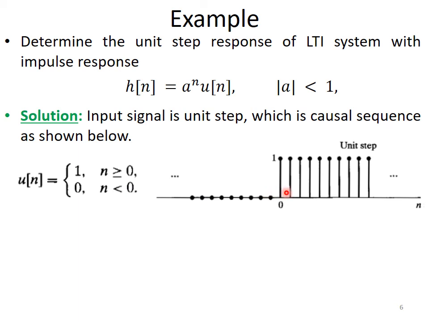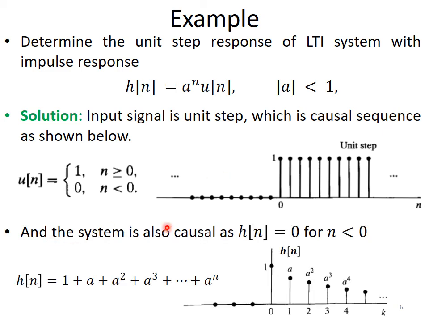So as I told you, the input signal unit step is given by this equation and is shown in this figure. It is a causal sequence, right? Because values of samples are 0 when n is less than 0, and it is equal to 1 when n is equal to or greater than 0. And similarly the impulse response is 0 when n is less than 0, right? And it is equal to 1 plus a square plus a cube up to a power n when n is equal to or greater than 0, right?